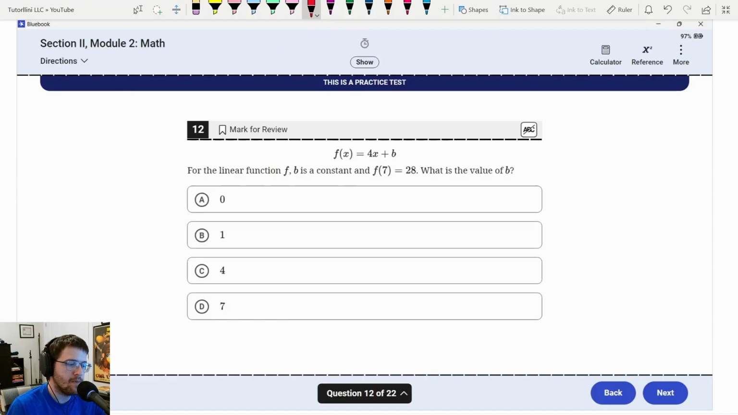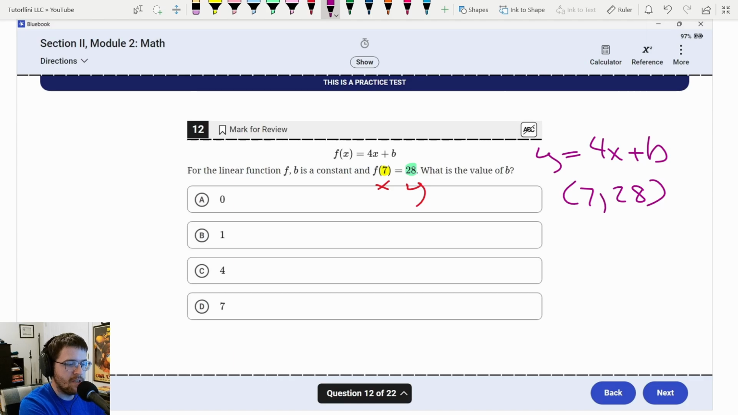Okay, question 12. So this part here, f of 7 equals 28, is just a point using function notation. If it makes it easier for you to understand, just translate it back to ordered pair form. So the x is inside the parentheses, and then the y is on the other side. So this is basically just the point. If you want, you can write f of x as y equals 4x plus b. And the ordered pair is 7, 28.